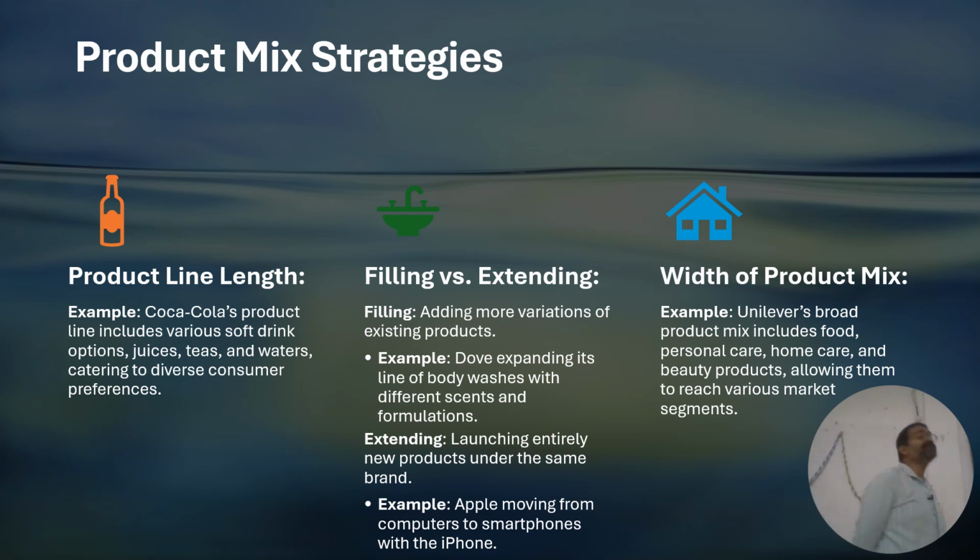But when you talk about Apple phones, boys and girls, Apple moved from computers. Initially, Apple manufactured computers. From there, they moved to smartphones. From there, they moved to the Apple Tab.